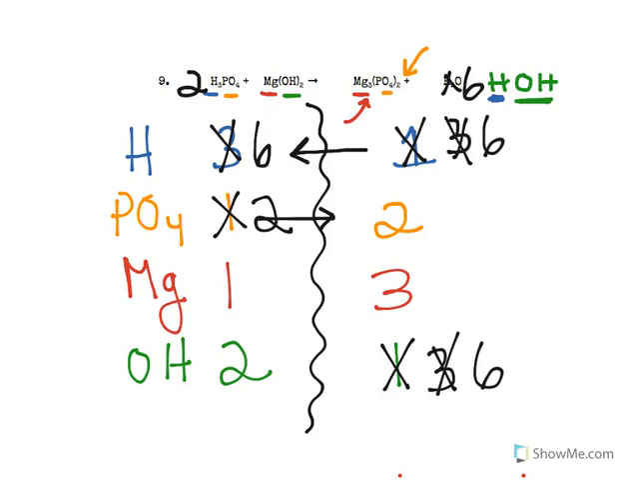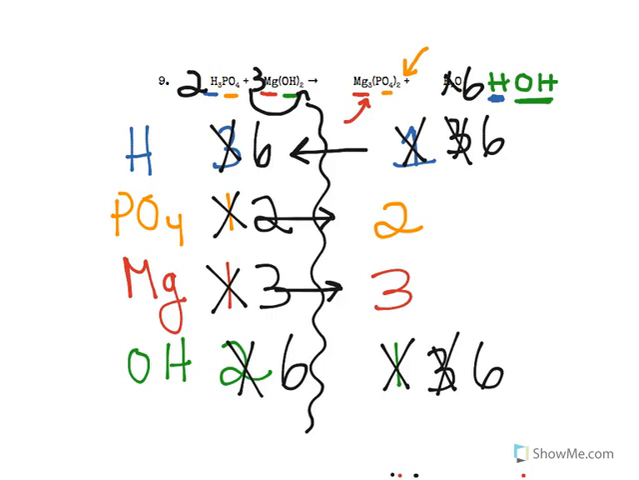Now let's look at magnesium. There's 1 red magnesium on the left, there's 3 on the right. So if I put a coefficient, what number do I need to multiply 1 by to get 3? That's 3. That changes the red magnesiums to a 3. And 3 times 2 means that my green hydroxides become a 6. And now everything is balanced.